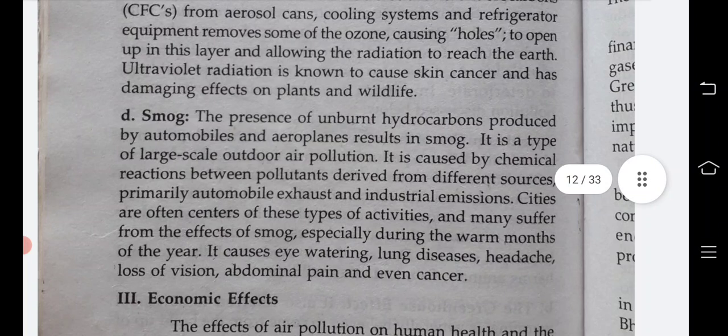Next is smog. The presence of unburnt hydrocarbons produced by automobiles and aeroplanes results in smog. It is a type of large-scale outdoor air pollution. It is caused by chemical reactions between pollutants derived from different sources, primarily automobile exhaust and industrial emissions. Cities are often centers of these types of activities, and many suffer from the effects of smog, especially during the warm months of the year. It causes eye-watering, lung diseases, headache, loss of vision.